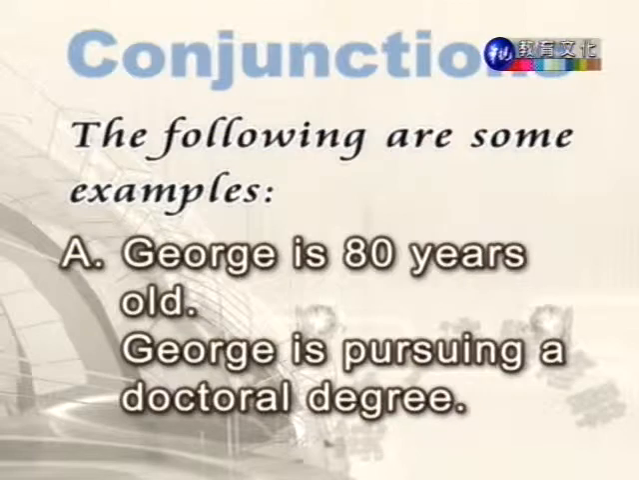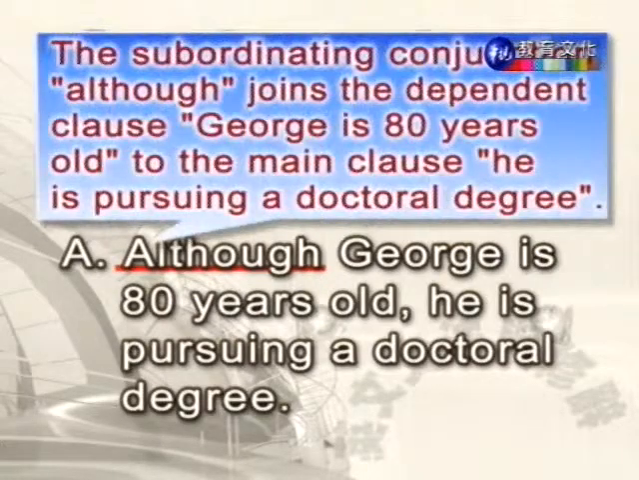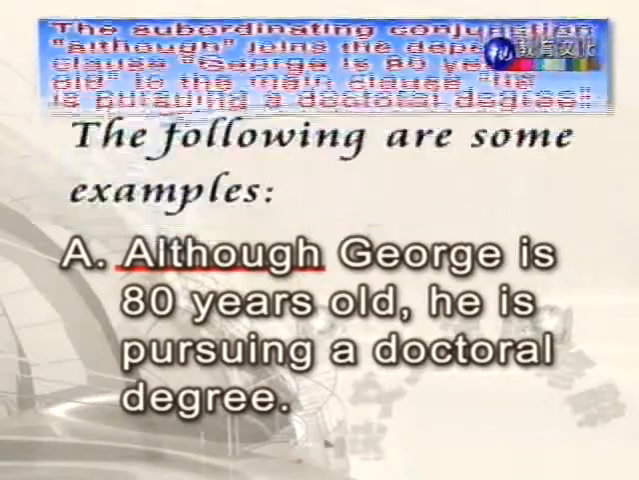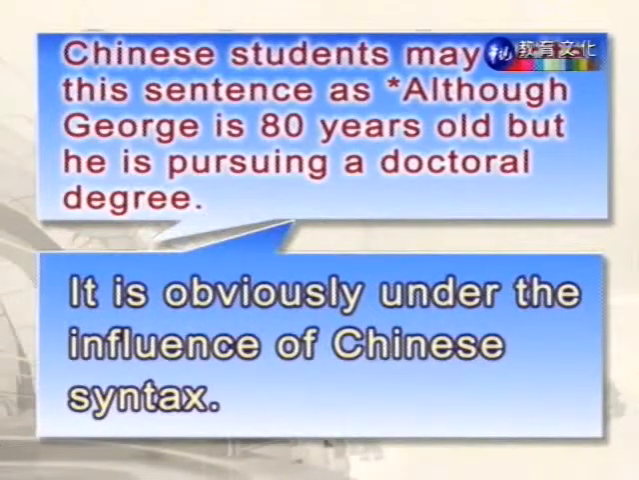George is 80 years old. George is pursuing a doctoral degree. Although George is 80 years old, he is pursuing a doctoral degree. The subordinating conjunction although joins dependent clause George is 80 years old to the main clause he is pursuing a doctoral degree. Chinese students may write this sentence as, although George is 80 years old, but he is pursuing a doctoral degree. It is obviously under the influence of Chinese syntax.